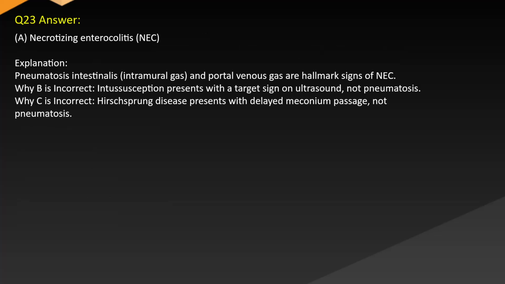Answer A. Necrotizing enterocolitis, NEC. Explanation: Pneumatosis intestinalis, intramural gas, and portal venous gas are hallmark signs of NEC. B is incorrect. Intussusception presents with a target sign on ultrasound, not pneumatosis. C is incorrect. Hirschsprung disease presents with delayed meconium passage, not pneumatosis.